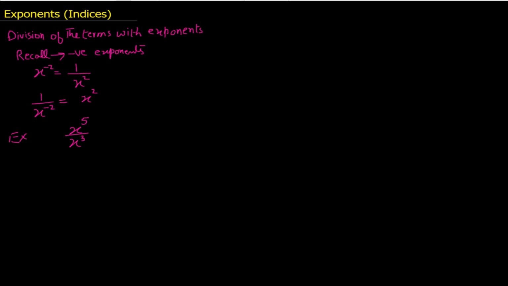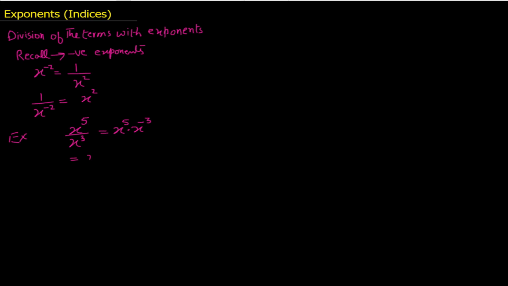Well, we just bring this term to the numerator. So we say x^5, and when we bring this term to the numerator, the sign of the exponent will change. So x raised to the power minus 3. Now it's a multiplication. So we convert this division into multiplication by changing the sign of the exponent. And now we simply multiply. So what would be the answer?